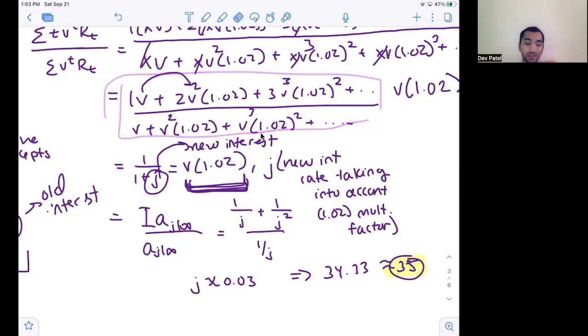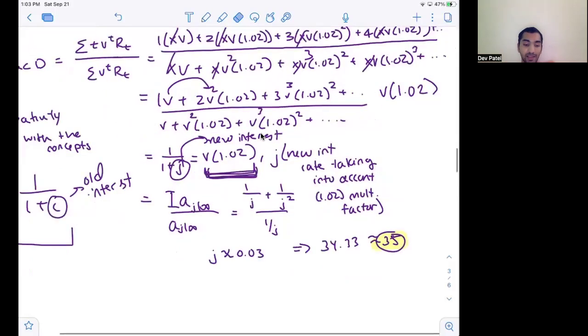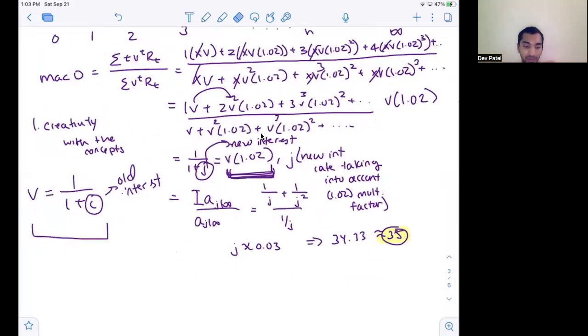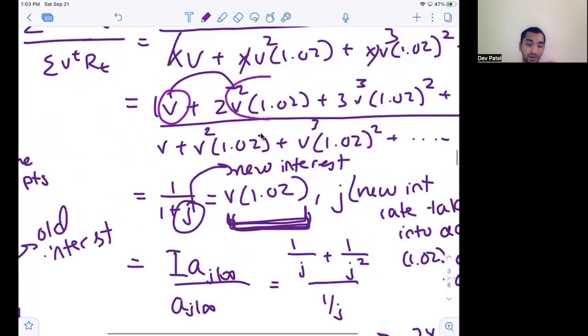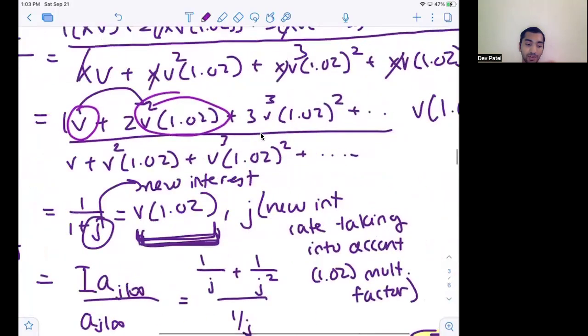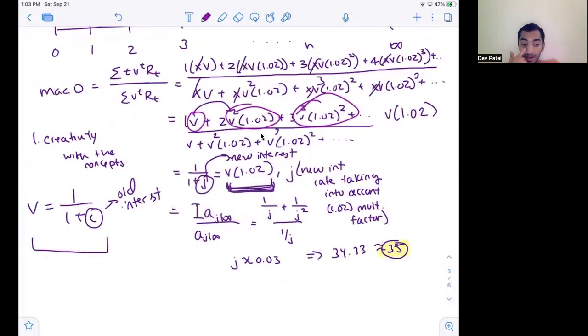But we can do that by having this new interest rate. With this new interest rate, this V squared times 1.02, this V cubed times 1.02 squared, essentially become our new V that we're discounting by. And so now in the numerator, we just have an arithmetic progression to infinity.